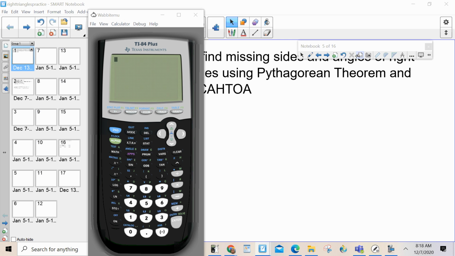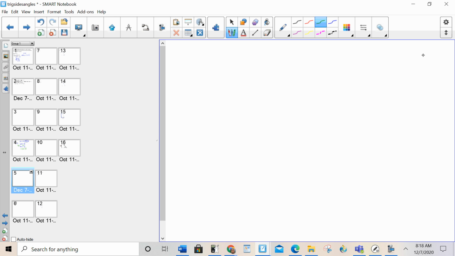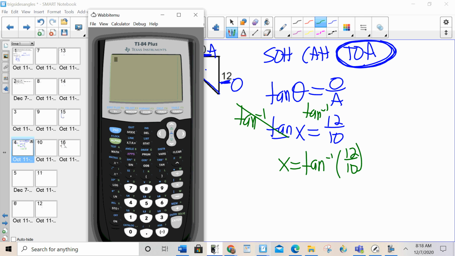So in this particular case, I want inverse tan of 12 over 10. So I hit second tan to type in 12 over 10. Again, whenever I want to type a fraction in, I like to use alpha y equals enter.